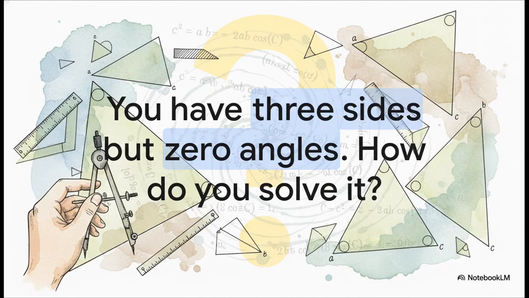So picture this. You're handed a triangle puzzle. You know the length of all three sides. You know, the classic side, side, side, or SSS case. But you don't know a single angle. So where do you even start? How do you crack that first angle?